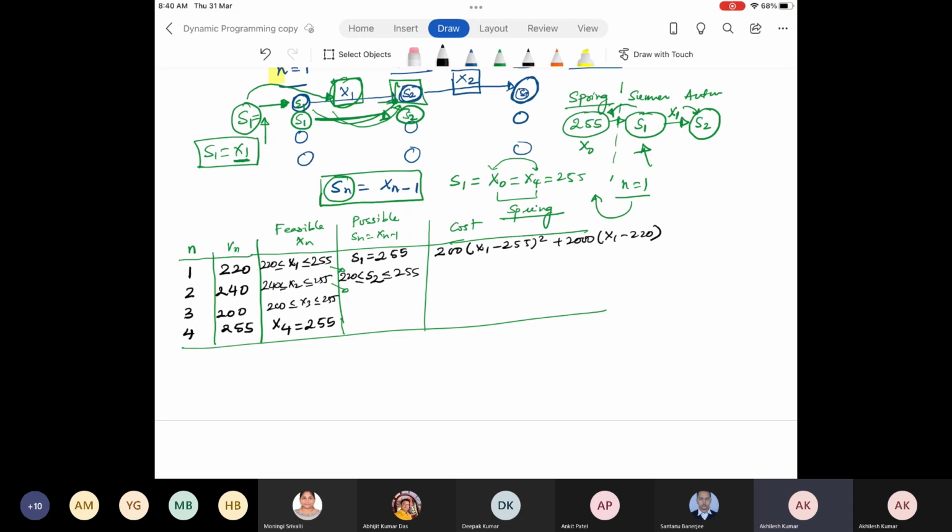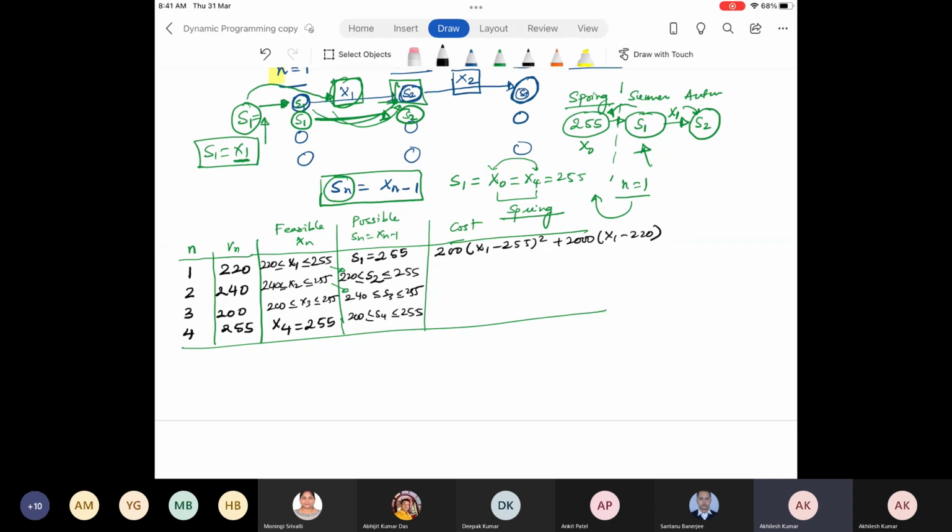So 240 ≤ S3 ≤ 255 and X4 I already know equals 255. Sorry, not X4. S4 I have to write. S4 is less than or equal to 255, and greater than or equal to 200. Does this make sense for the various values?